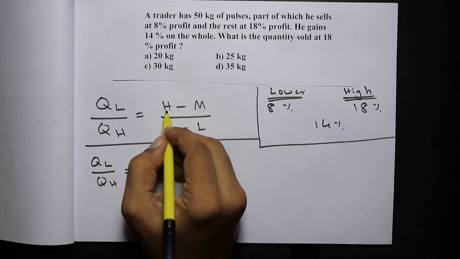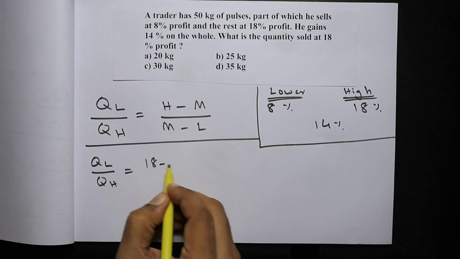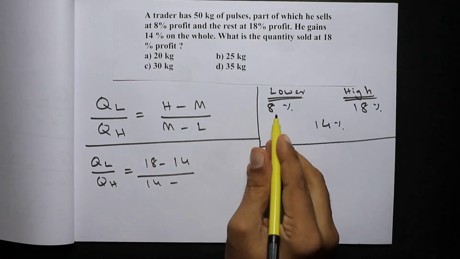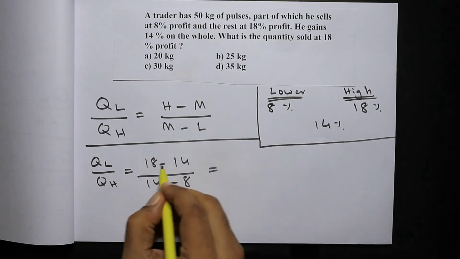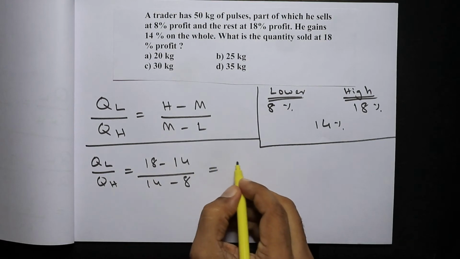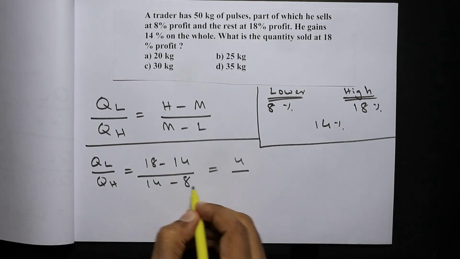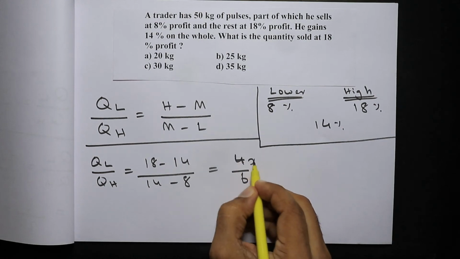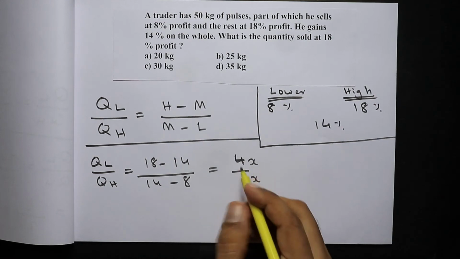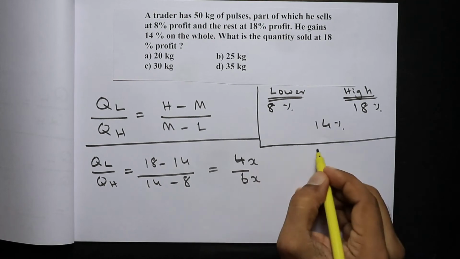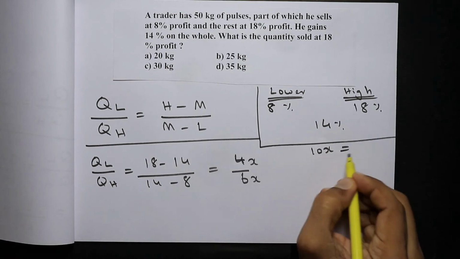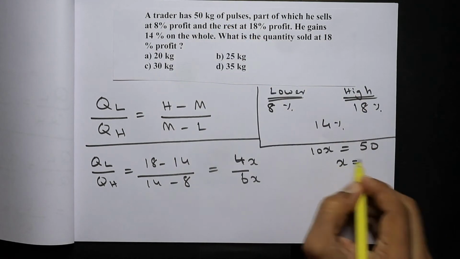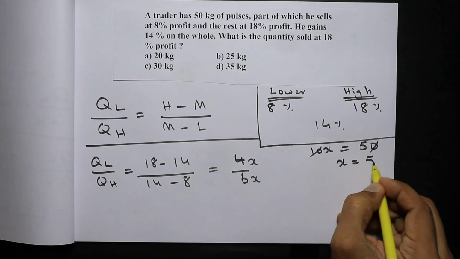So quantity to be sold at lower profit to quantity to be sold at higher profit. This ratio is given as higher profit is 18 minus mean profit 14 divided by mean profit 14 minus lower profit is 8. That is, in the ratio 18 minus 14 is 4 is to 14 minus 8 is 6. So you can take it as 4x and 6x. So total will be 4x plus 6x, that is 10x. And that total is 50 kilograms, from which you will get x is equal to 5.